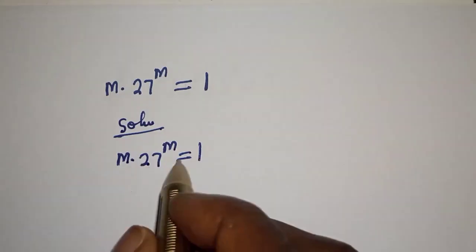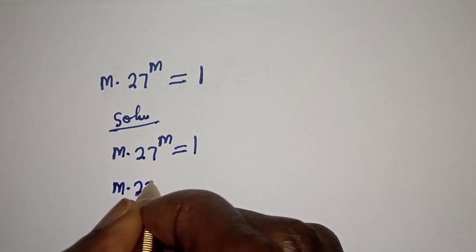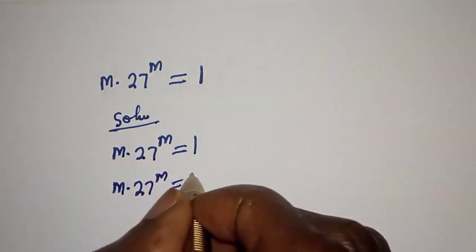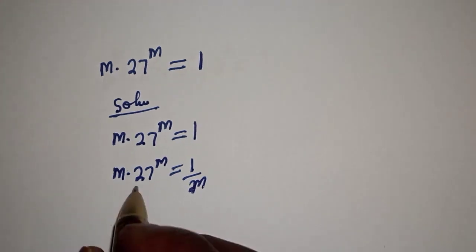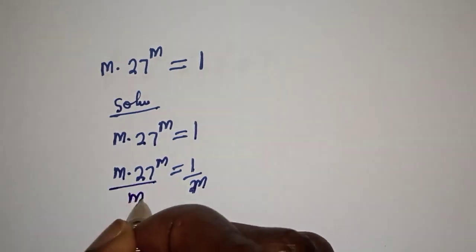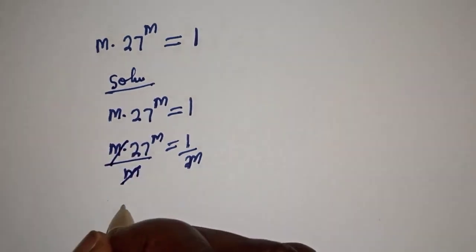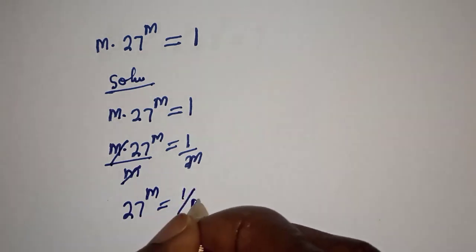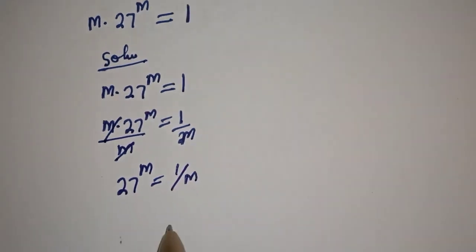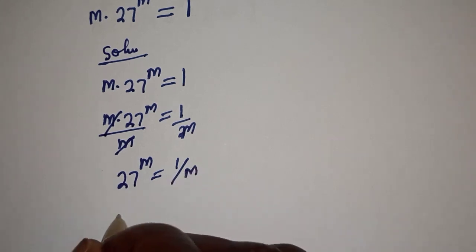Let's divide both sides of this equation by m. M multiplied by 27 raised to power m is equal to 1 over m. This is over m. This will cancel this. 27 raised to power m is equal to 1 over m. Then let's multiply the exponent of both sides by 1 over m.